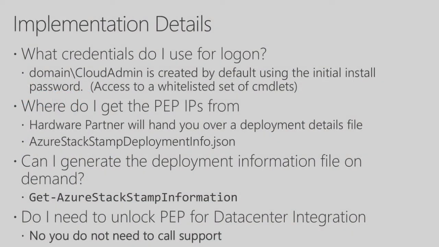This is, again, a summary of that privileged endpoint. So we used a user called Cloud Admin that exists by default. It has the same password that you specified for deployment. The password can be changed through the privileged endpoint, and you can create additional equivalents of that Cloud Admin user through that privileged endpoint. I've shown you where you get the IP address to connect to that privileged endpoint. And I've also shown you how you can regenerate that stamp information. And again, the biggest takeaway is for data center integration, you don't need to unlock that PowerShell endpoint. You don't need to call support.